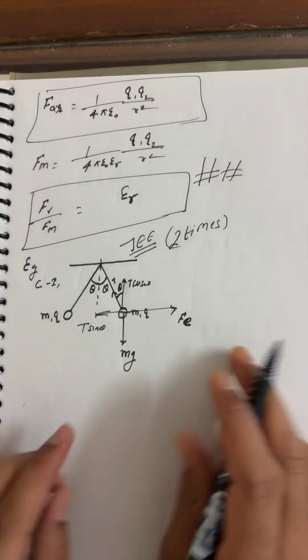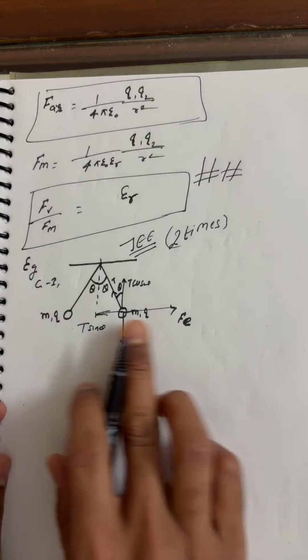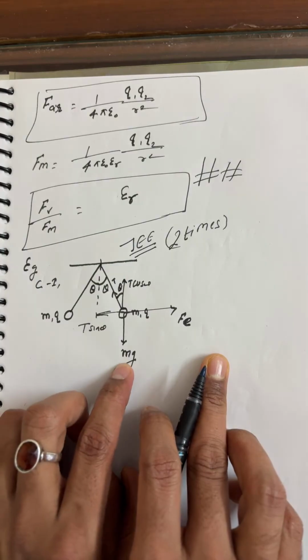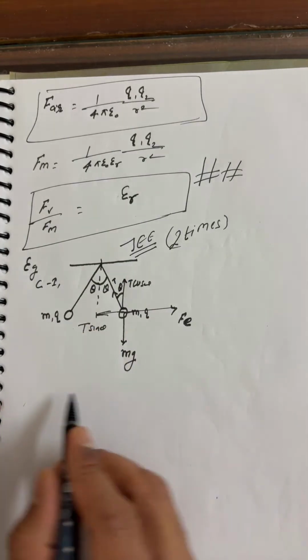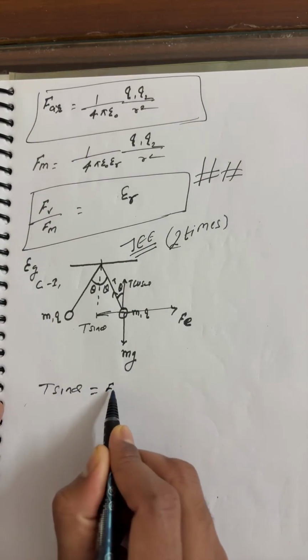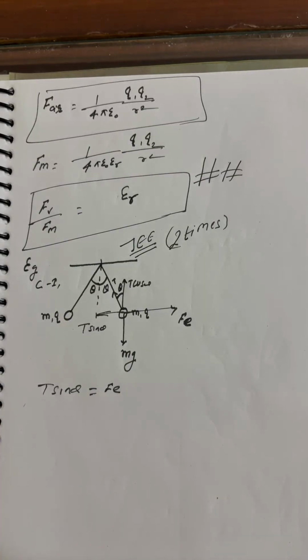Now you can equate. The system is in equilibrium, so equate all the forces. Total upward force equals total downward force, and right force equals left force. So T sin theta equals Fe.